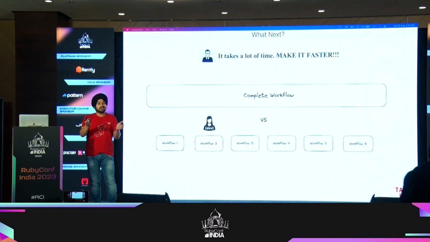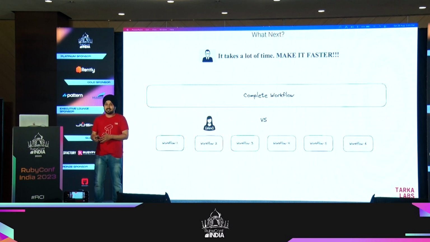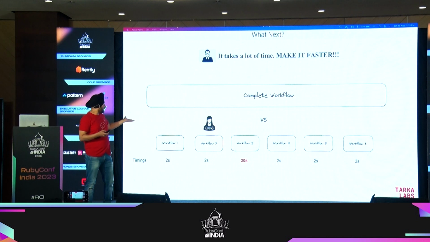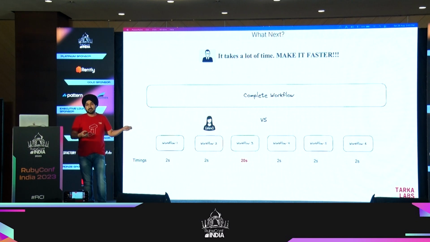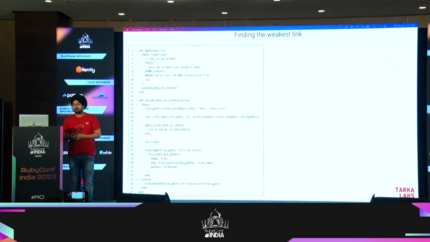People talk a lot about, okay, Rails is slow, move over from Rails to Go or something else, but what if your DB is the bottleneck? What if workflow 3 is the one causing issues, but you're solving workflow 2? So this was one basic thing that we did.